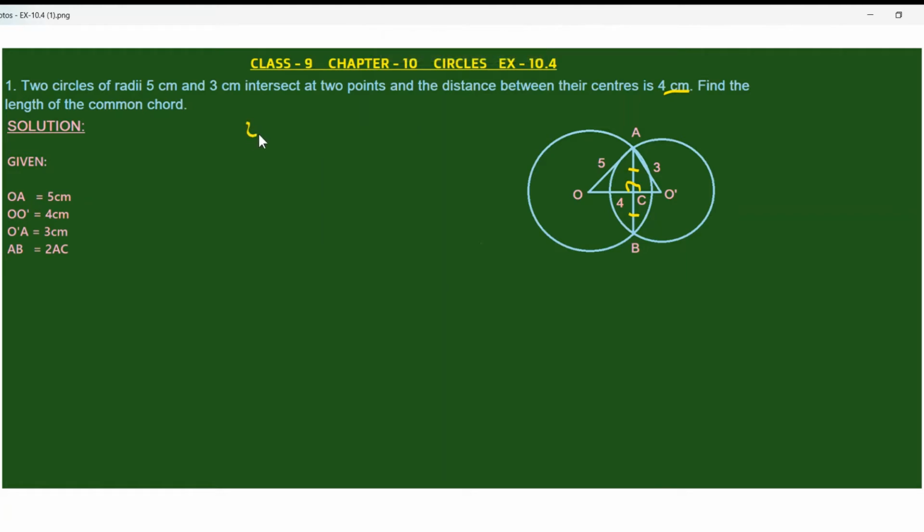We know OO prime is equivalent to 4 centimeter, that is given in the question. But we need to find out what is OC and CO prime. So what I am going to do, let CO prime be x. If CO prime is x, if we subtract this x from 4, we will get OC. So OC is equivalent to 4 minus x.